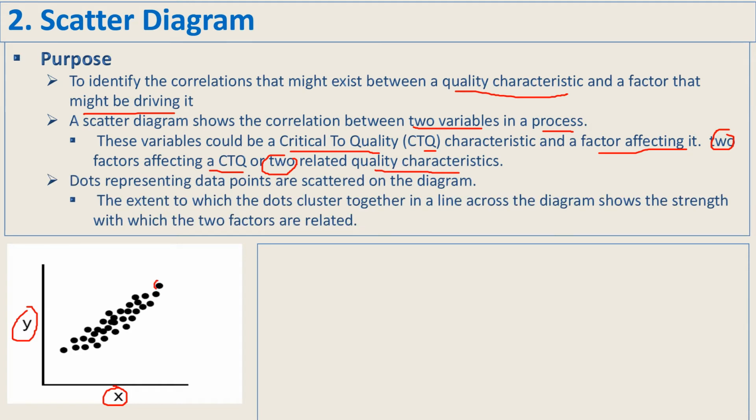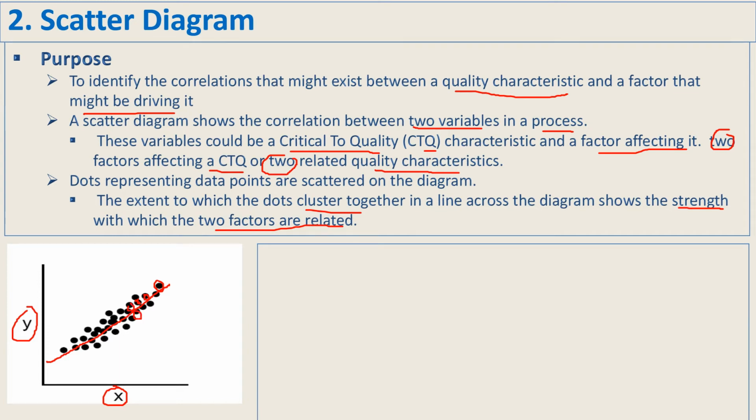These dots represent the data points scattered on a diagram. The extent to which these dots are clustered together in a line across the diagram shows the strength with which the two factors are related. Means if you draw a straight line over here and these data points are clustered together nearer to this line, then this shows the strength.